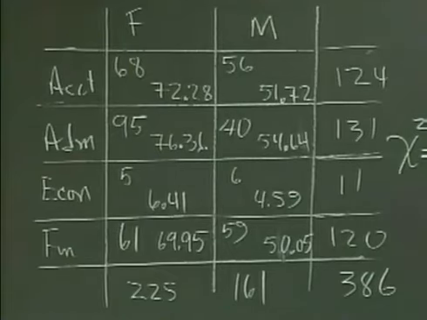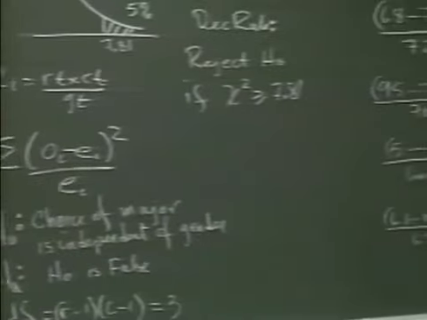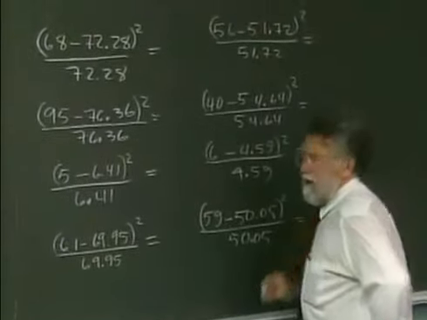And then I have a 6 minus a 4.59, and I'm going to square that and have it over a 4.59. And finally, 59 minus 50.05. Square the difference and put it over 50.05. And throw in some equal signs. And Jennifer, you can pan over now.